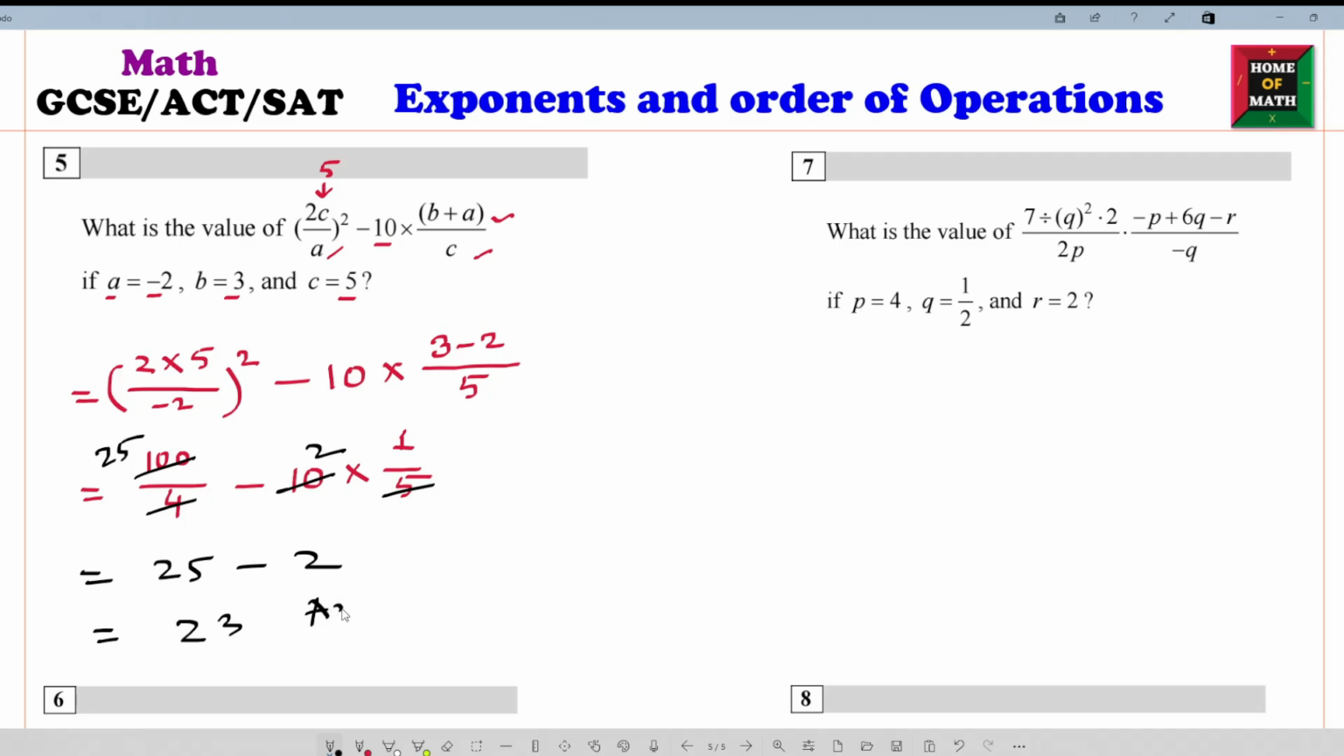This is our answer. Look, first we have to think what to finish first. That's why we are following BIDMAS. So what is this? First bracket, then indice, then division, then multiplication, then addition, and finally subtraction.